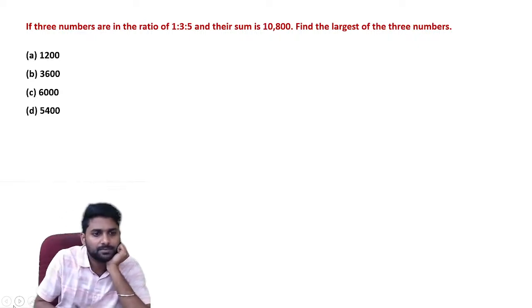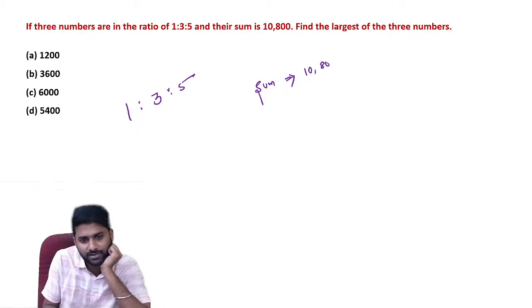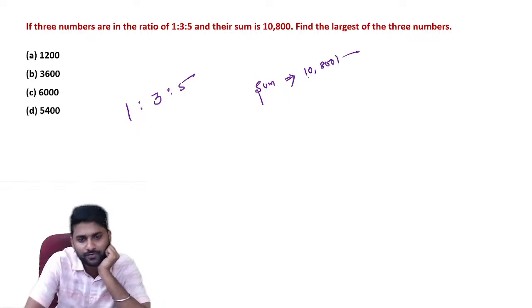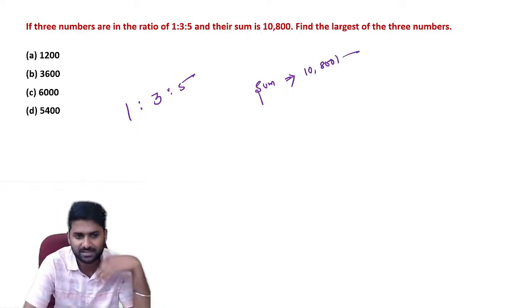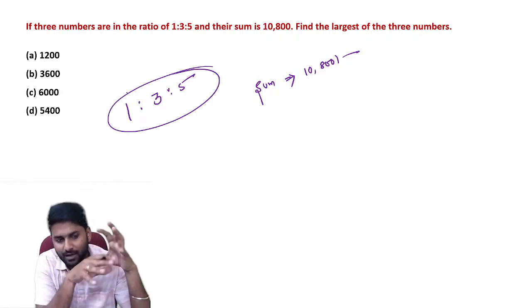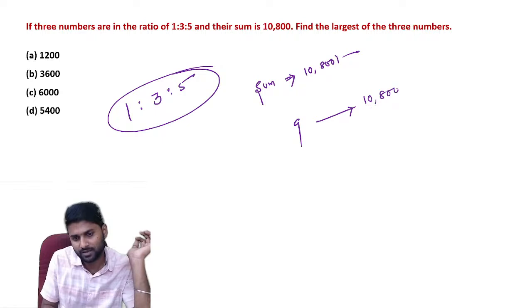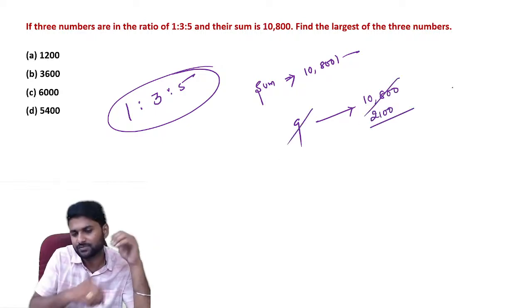Now see, there are three numbers in the ratio of 1 is to 3 is to 5. They clearly mention that the sum of those values is 10,800. Out of that, we have to identify the largest. Simple comparison. If you assume those three numbers are 1 unit, 3 units, and 5 units, the total sum becomes 9 units. If 9 units is equal to 10,800, then each unit is equal to 1,200.